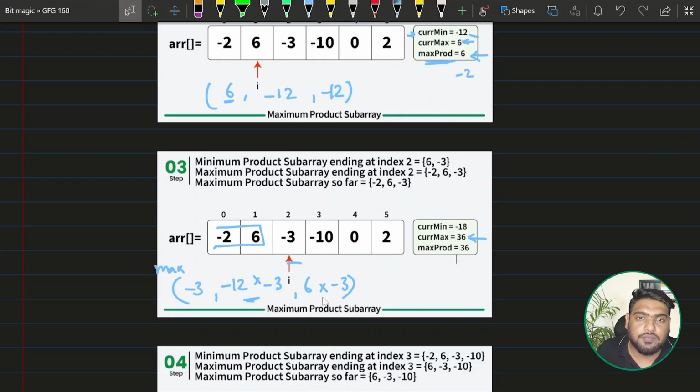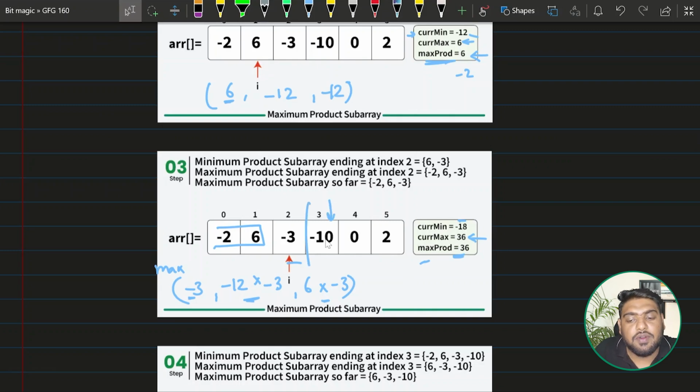That is what we are going to store in the current max. Minimum out of these three: well, you can see you have -3, but you also have -18 here. The smaller is -18, thus current minimum will now have -18. And because we have encountered a bigger value in current max, my maximum product will be maximized. Whenever a bigger value comes in current maximum, I put that value in maximum product. Now, so far it's done.